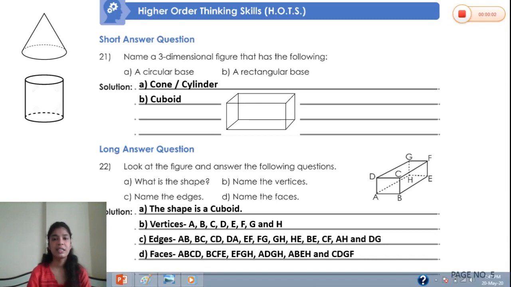So students, these are the workbook questions. You have to note down these answers with the proper question number.